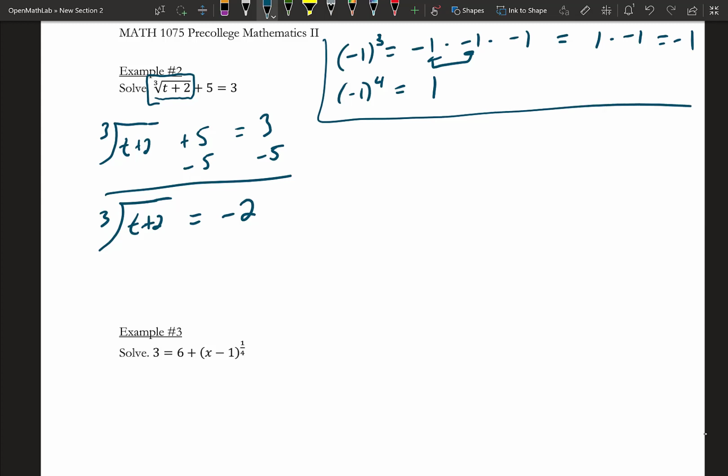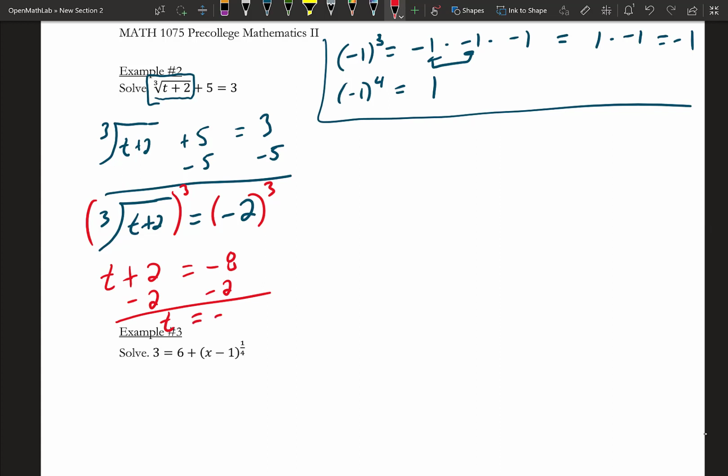So this is okay, right? Then the next step would be to cube both sides. The cube is going to basically cancel out that radical, the cube root. So this gives me t plus 2, just the radicand on the left side. And on the right-hand side, negative 2 cubed is negative 8. So then I can subtract 2 from both sides, and I get t equals negative 10.